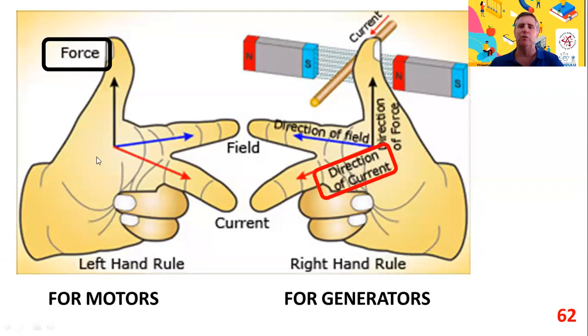And then you just need to get some practice in aligning them to the diagrams. For motors, you'll usually be asked in what direction is the force on the coil. For generators, you will be usually asked what is the direction of the current induced in the coil. There's some exam examples of these coming up.